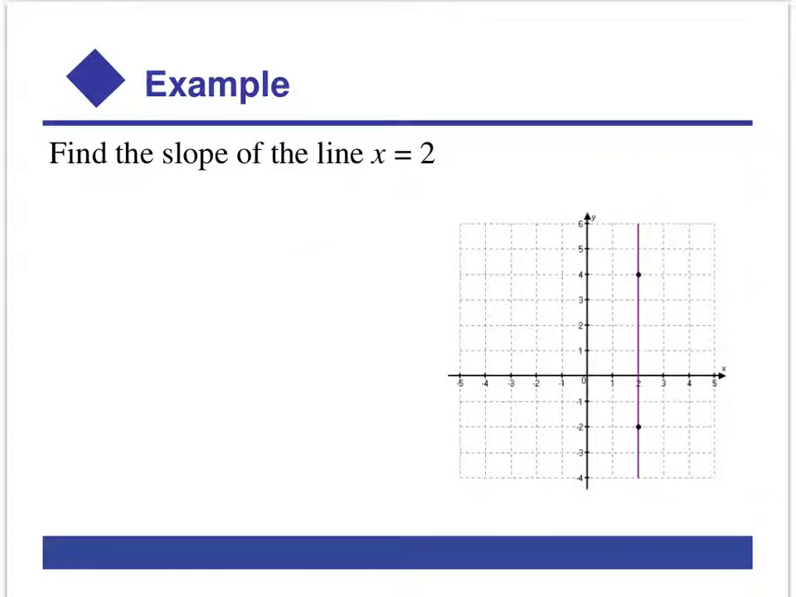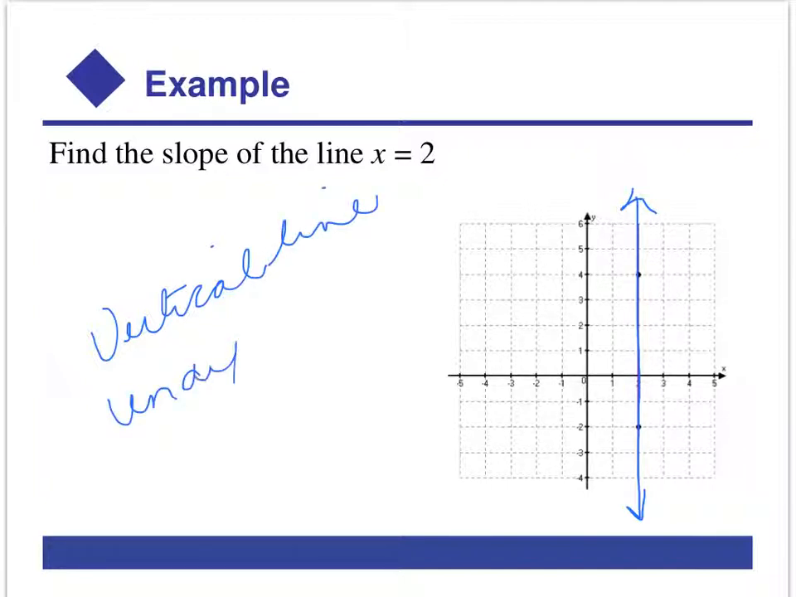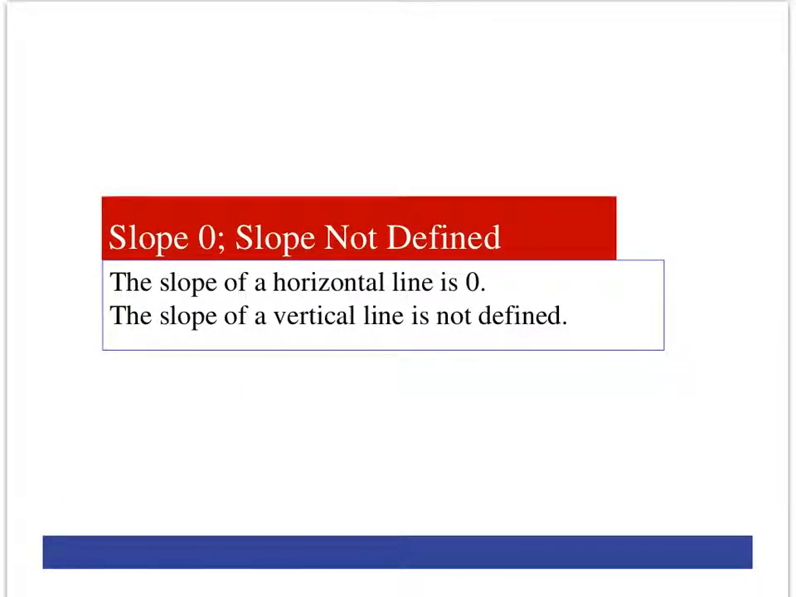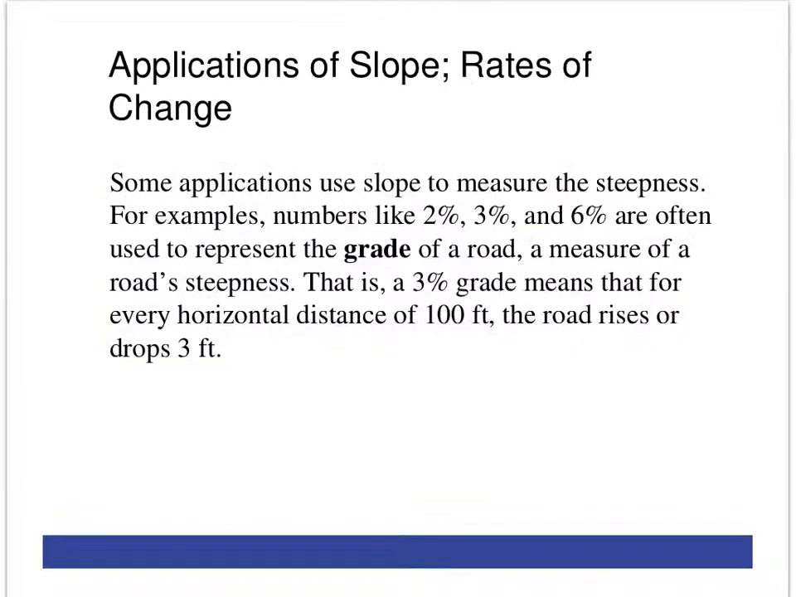Now when you have x equals 2, it goes through the x-axis like this and creates a vertical line. Vertical lines have a slope that's called undefined. It's not 0, it's not null, it's just undefined. You can't really tell what it is. So the slope of a horizontal line is 0. The slope of a vertical line is not defined, or undefined.